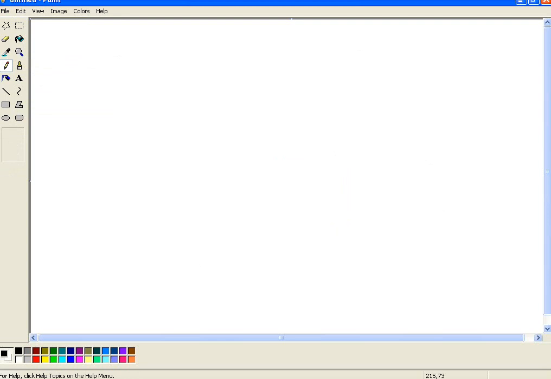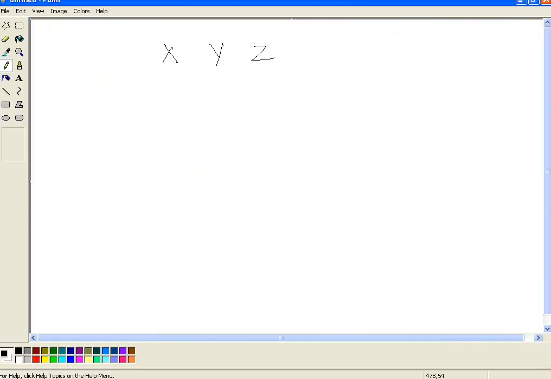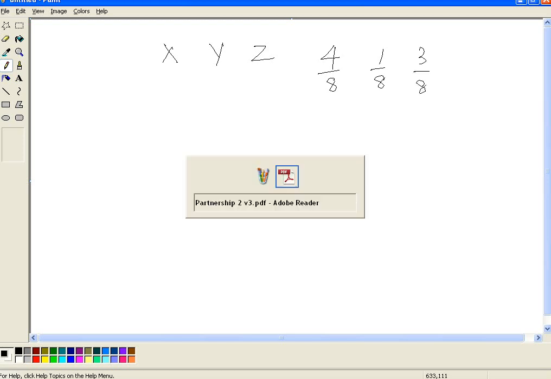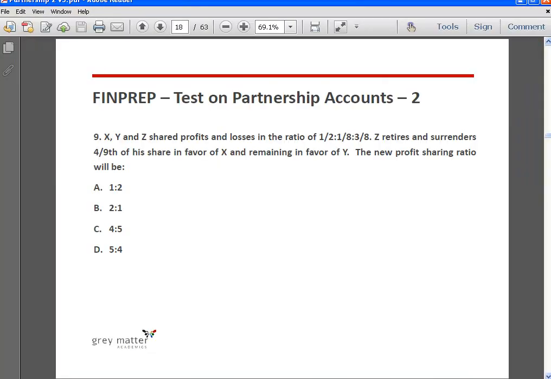Okay. So here you have three partners, X, Y and Z. They're sharing in the ratio of 1/2 : 1/8 : 3/8, which means the ratio is 4/8, 1/8, 3/8. Z is retiring, okay, and he surrenders 4/9 of his share in favor of X.